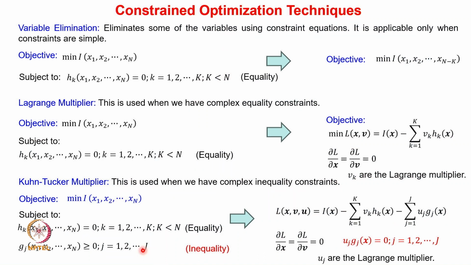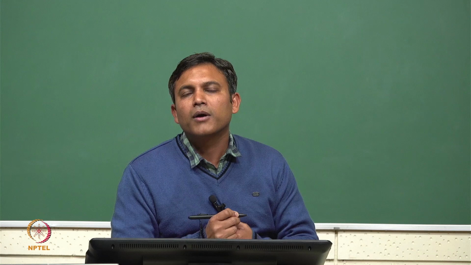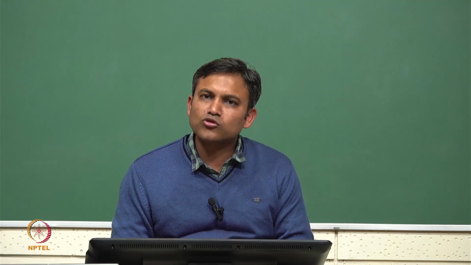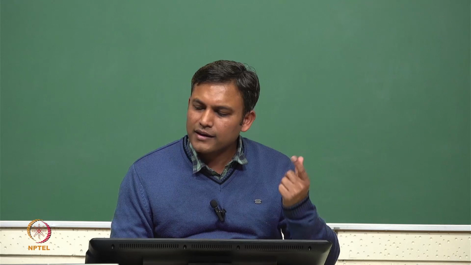Variable elimination, as the name itself suggests, eliminates some of the variables using constraint equations. It is applicable only when constraints are simple. Let's say we have the objective function I given as a function of x1, x2 all the way to xn. A simple example is the surface area of a cylindrical container, which will be related to the height and the radius, isn't it?